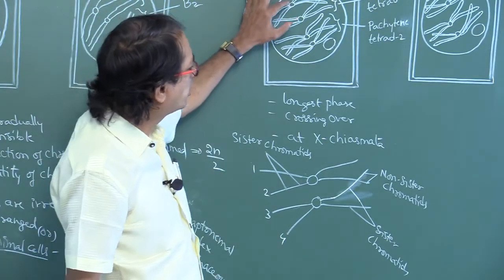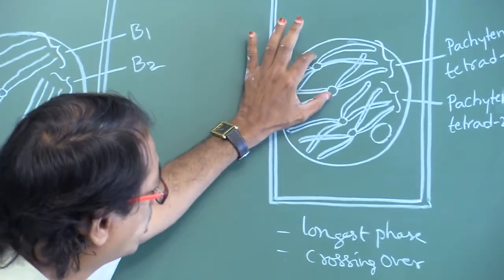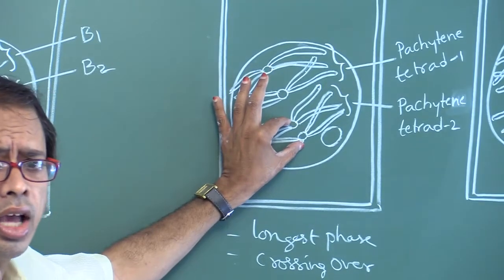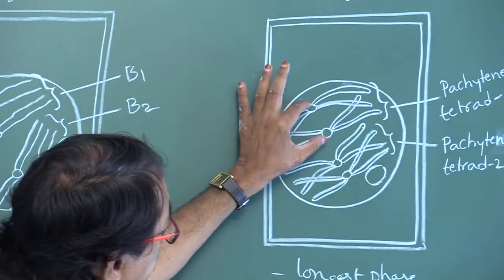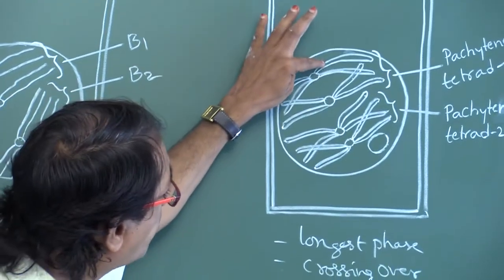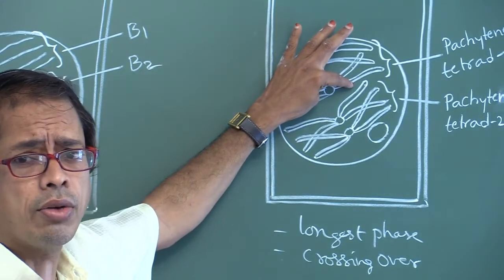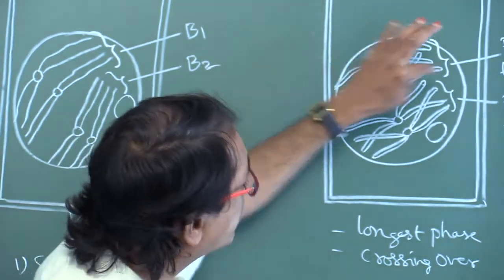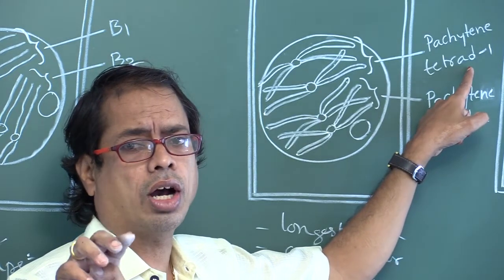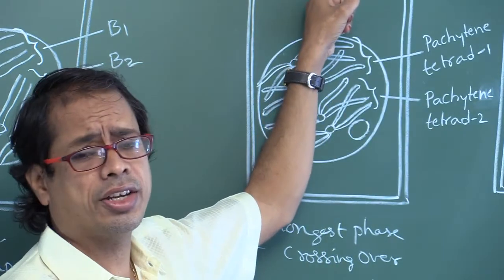Now look here. How many chromosomes are present? Two chromosomes. These two chromosomes together are called one bivalent, and these two together are another bivalent. In this bivalent, the number of chromosomes is 2 and the number of chromatids is 4. Four chromatids together are called a tetrad. These are called pachytene tetrads, found in the pachytene stage.